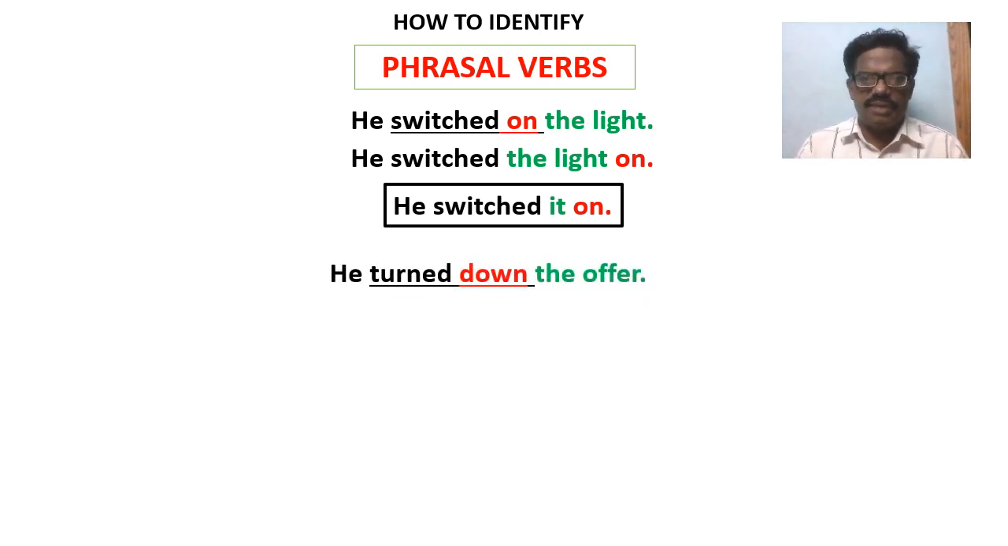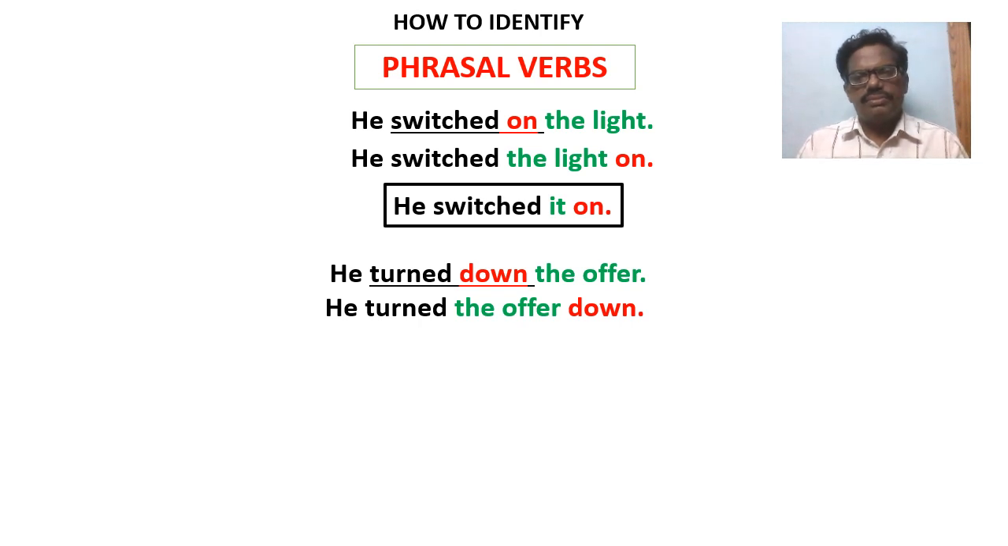Look at the second example. He turned down the offer. Here the multi-word verb turn down is called a phrasal verb. It is because the particle down can be separated, can be placed after the object, that is offer, as shown in the example. So whenever the particle can be separated and can be placed after the object, then the multi-word verb concerned is called a phrasal verb. So here the multi-word verb turn down is called a phrasal verb.